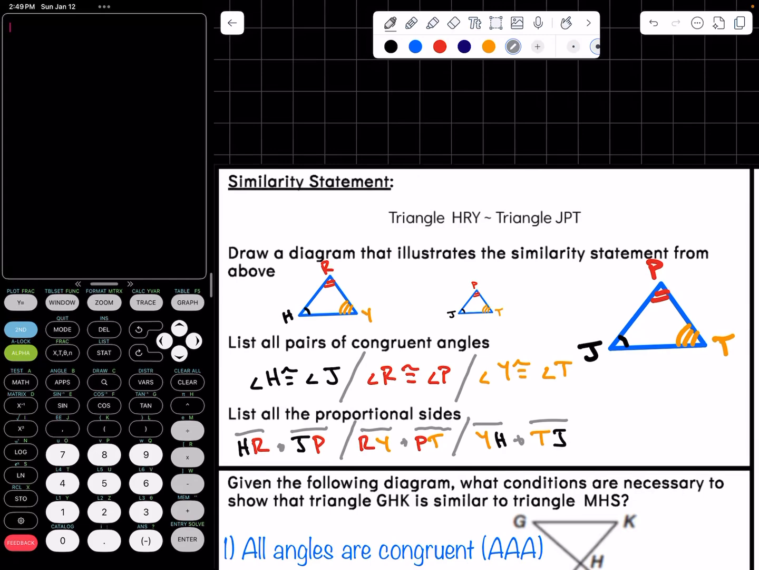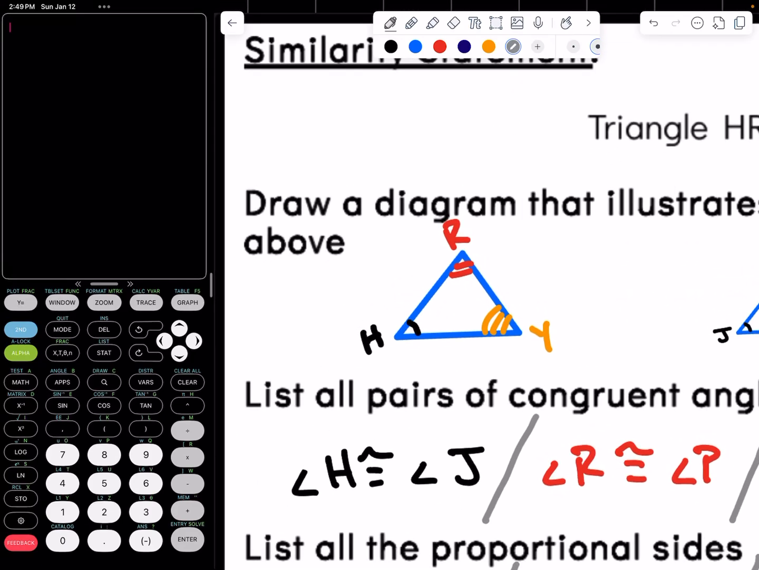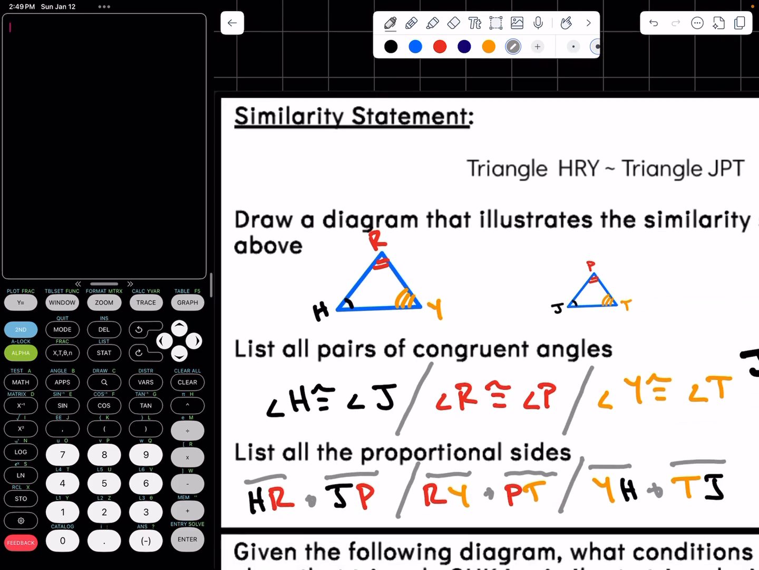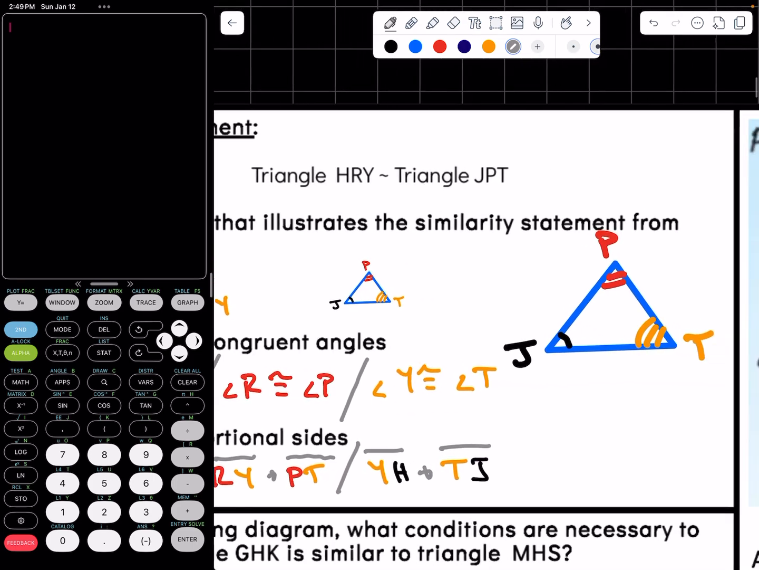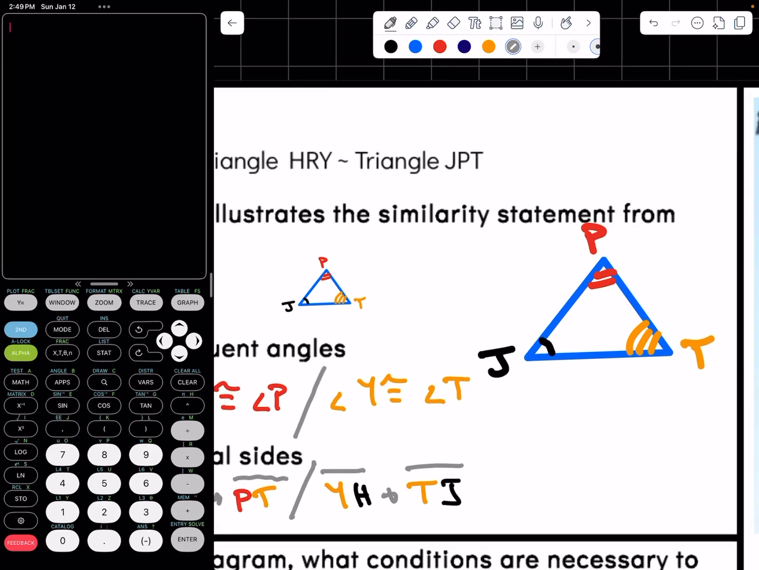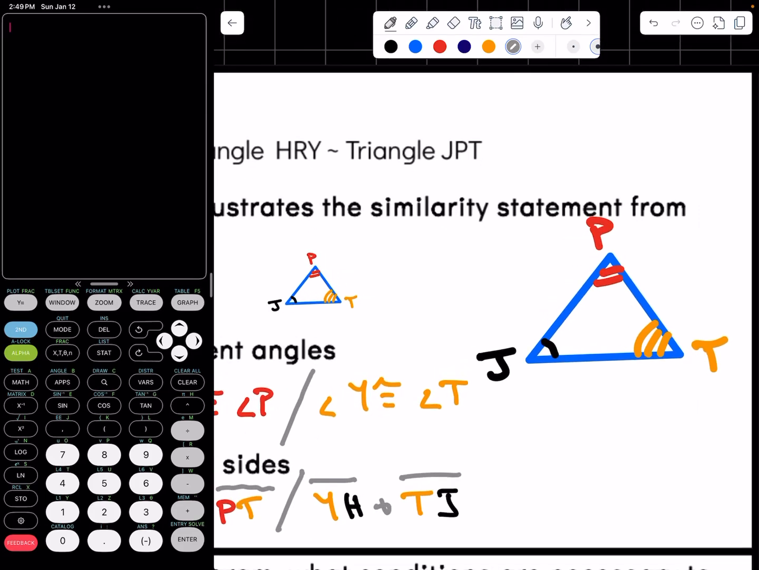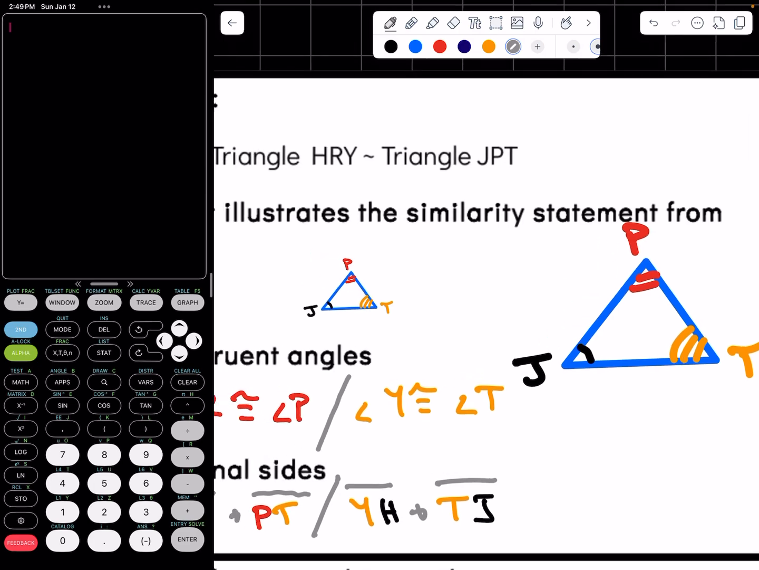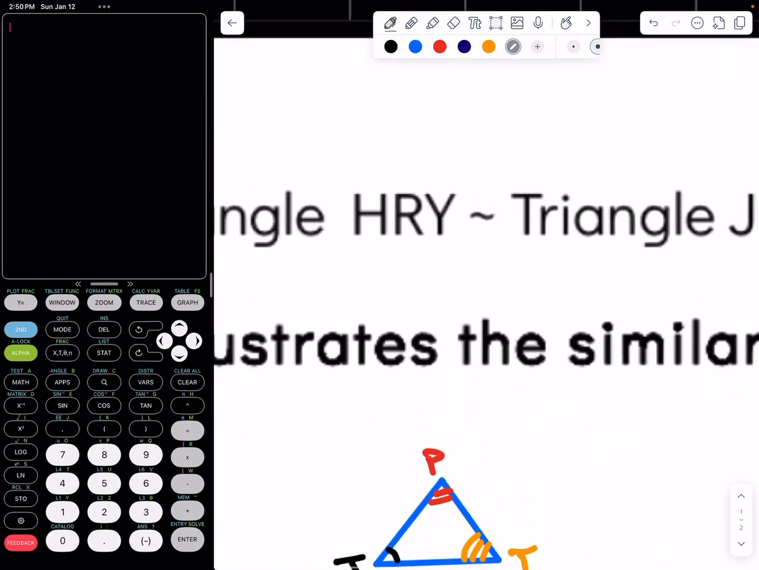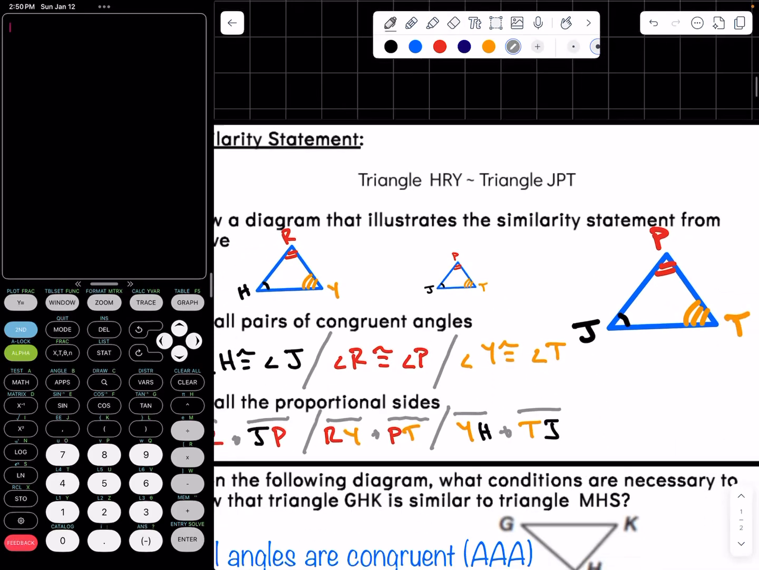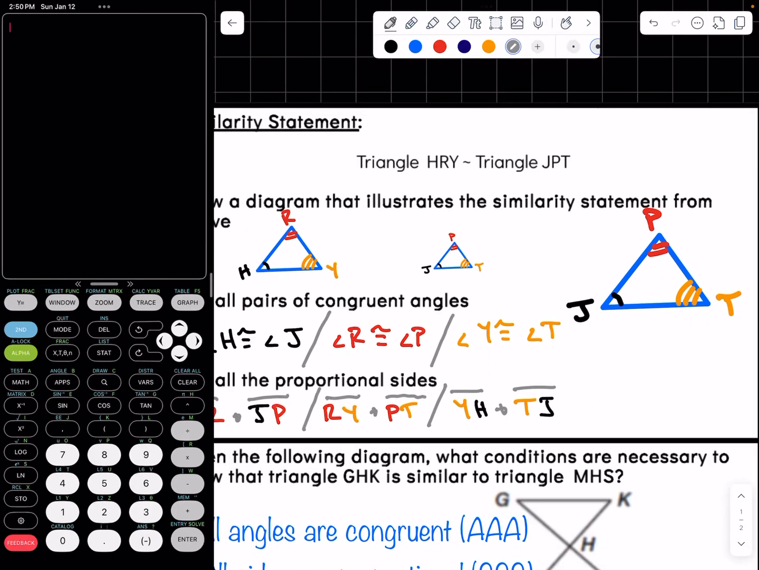It asks us to draw a diagram that illustrates the similarity statement from above. So triangle HRY over here on the left-hand side, we were trying to make similar to triangle JPT, okay? Remember that the idea of similarity just means that the angles are all congruent and the sides are proportional. They don't have to be the same size, okay? Similar means same shape, not necessarily same size. So when we represent that with that little tilde in between, we're saying that they are the same shape, which we can see, but they might not be the same size.